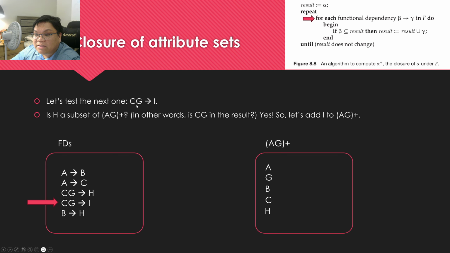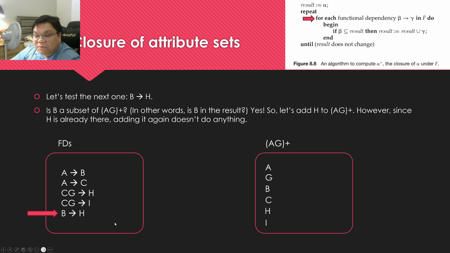So now we have the next one, CG determines I. Is CG in the result? Yes, so we'll add I to AG plus. And then the last functional dependency, B determines H. Is B in the result? Yes, so we're going to add H to the result. But we already have an H in there.